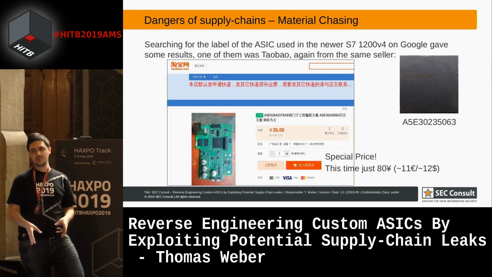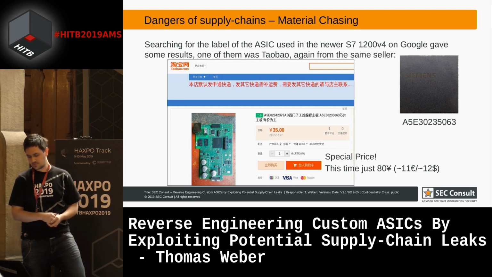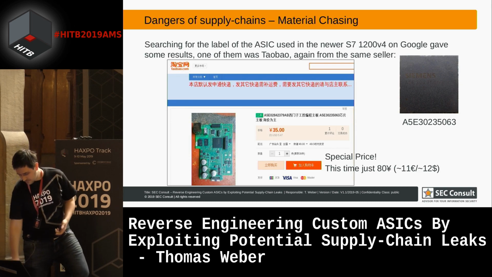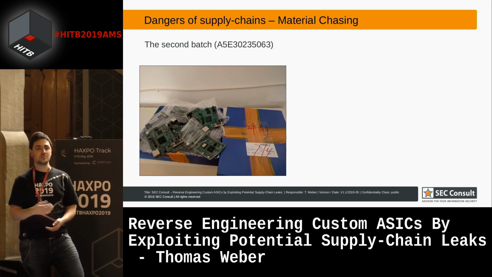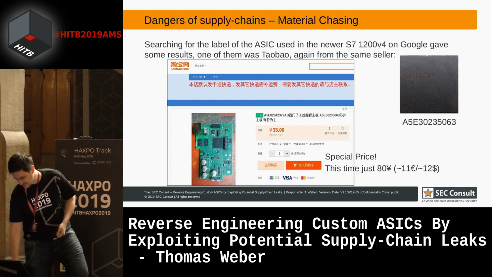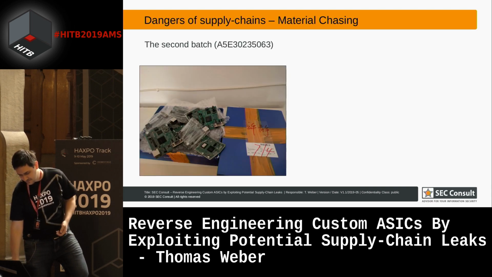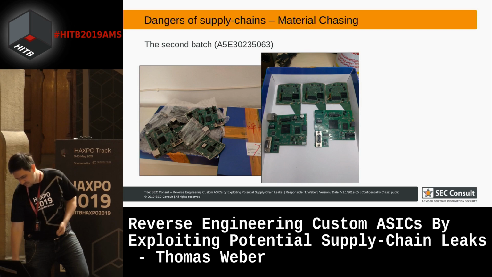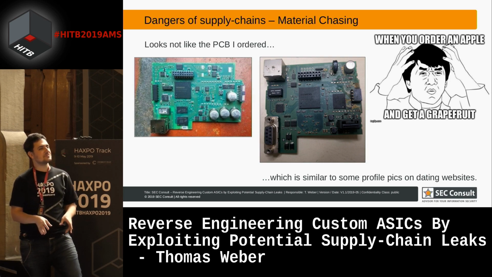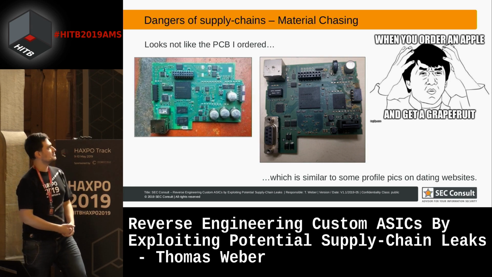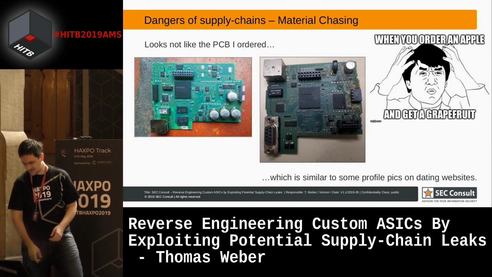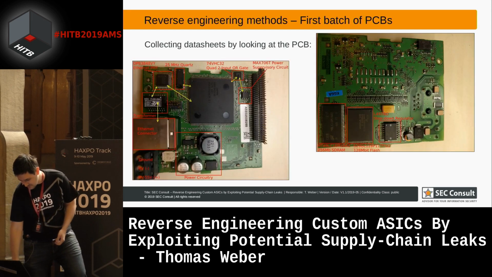And that's the same for the second type of system on chip, which I investigated during my research, was the newer one. And I found them on the same site, the same seller, but I got a better price. You see, just 11 euro. And they look the same, so the same good or bad quality, whatever. But it was not the PCB I ordered. I got a different one, like Tinder or profile pics on dating websites. But anyway, it was the same chip, so okay.